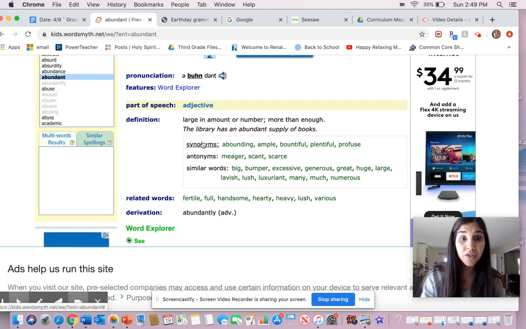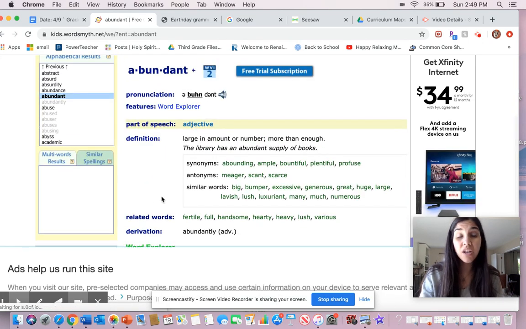And look, there's some synonyms, some antonyms here, words that mean the same thing, words that mean the exact opposite, some similar words, some related words. And there's enough information here on abundant that if I didn't know what that word meant, after reading, I could figure it out. So big, excessive, generous, great. Okay, so abundant means there's a lot of it. So large in amount or number, more than enough.